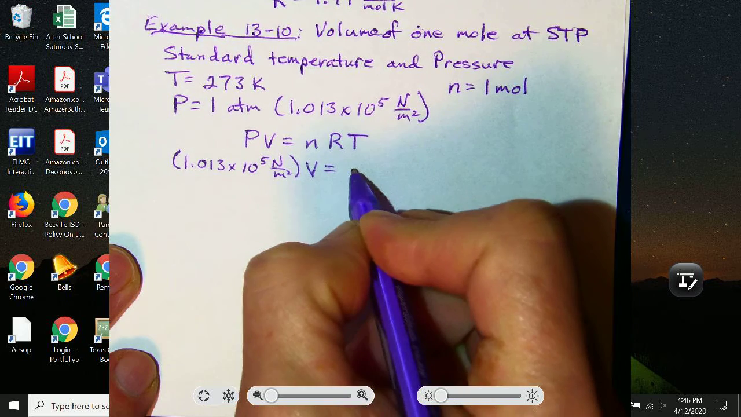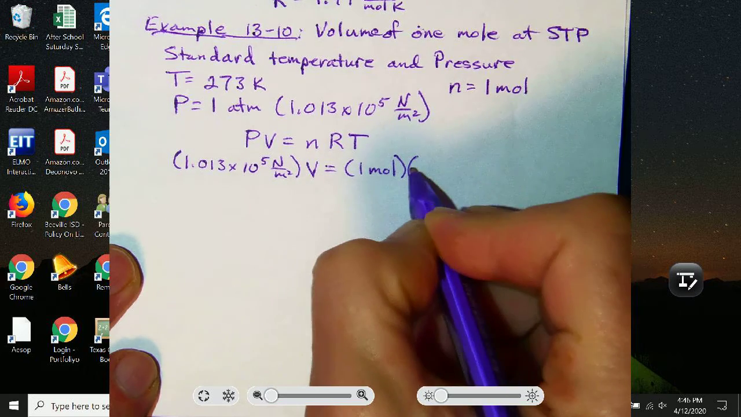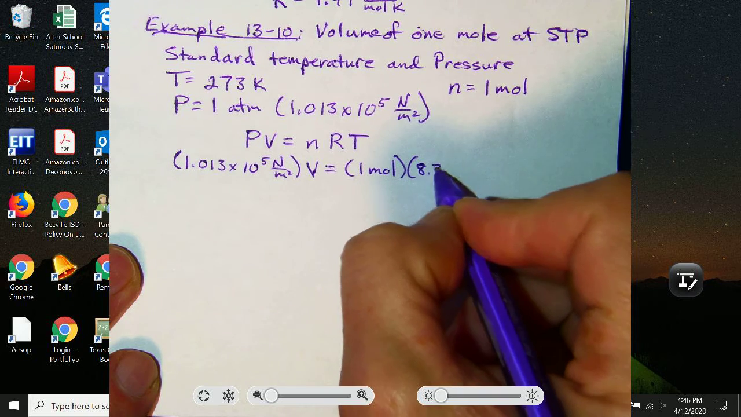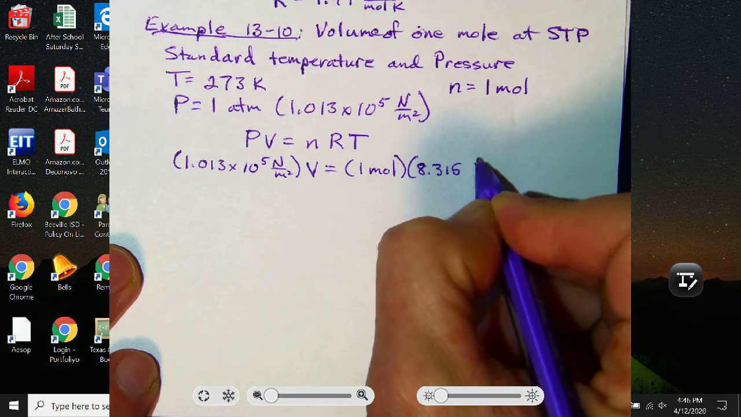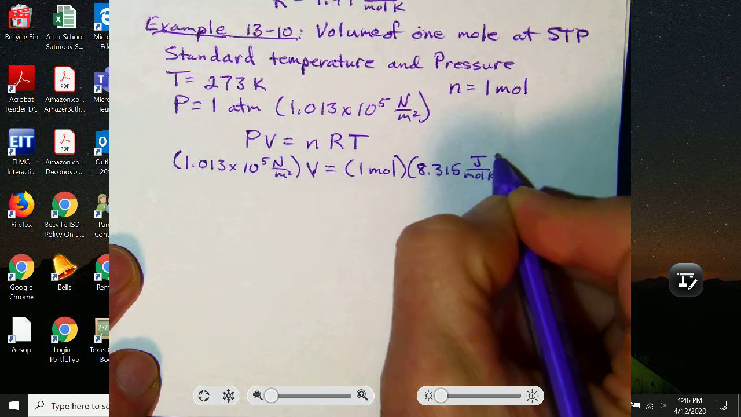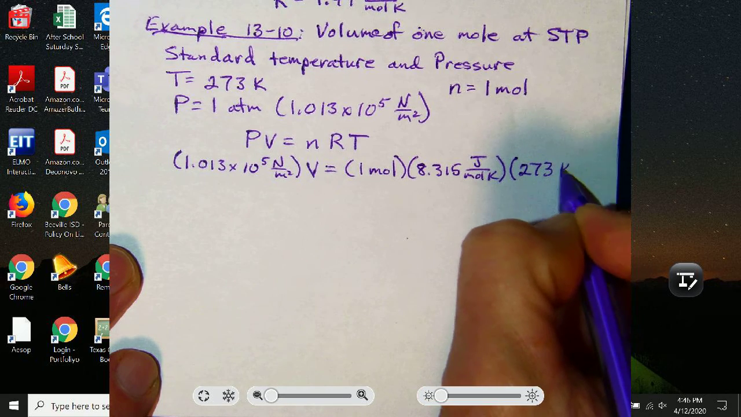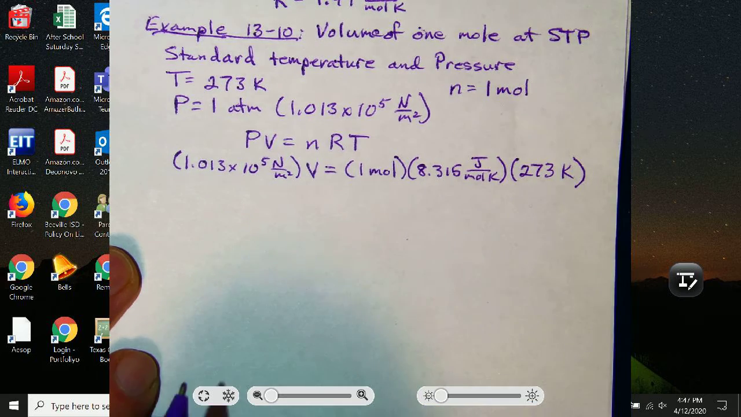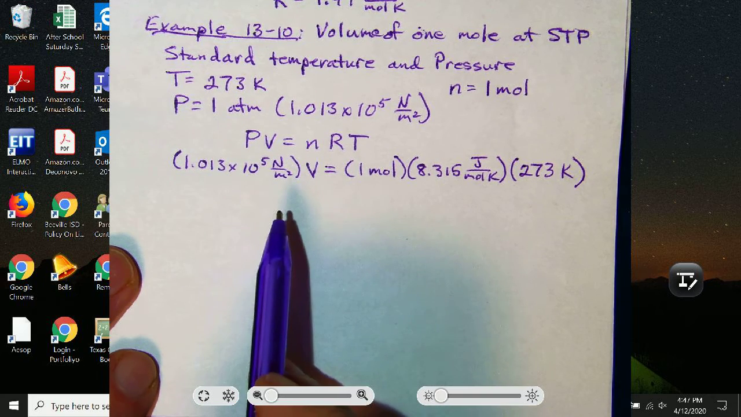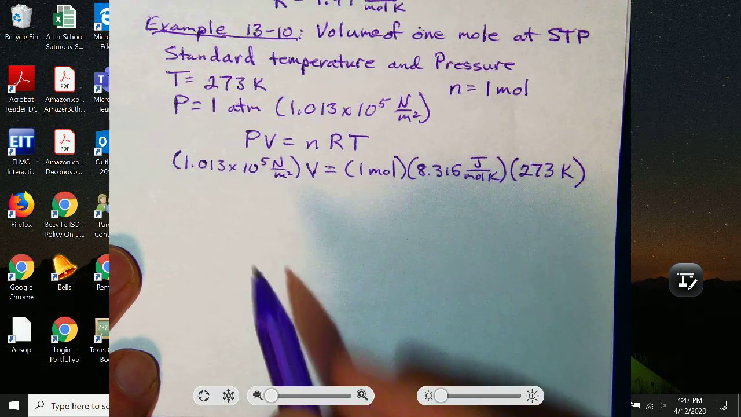We're solving for the volume. n is 1 mole. R, since I'm using those units, is 8.315 joules per mole Kelvin. And our temperature, 273 Kelvin. Okay. Go ahead and put all of those in, solve for V.